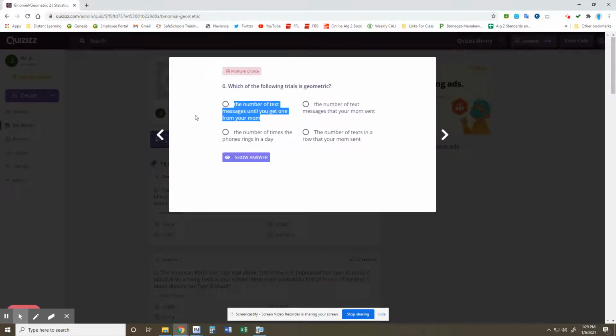Obviously, getting a text message from your mom, I don't know if you want to count it as a success or failure in real life, but it's what we're looking for, getting that first success until you get that one from your mom. That is a geometric.